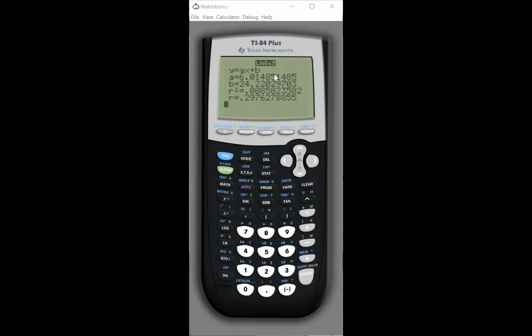I'm sorry, what was A and B again? Like, what do they correlate to? A, in this case, is your slope. B will correlate to being your y-intercept. And also, if you just look at the top, where it says y equals ax plus b, that's where you want to substitute the a. So it says a times x. So instead of putting a times x, you do 6.01 times x. And then you add it to your b, which is 24.22. Okay.